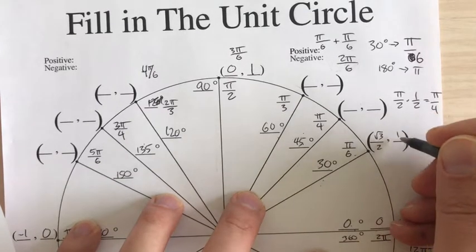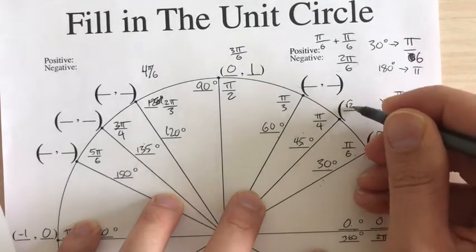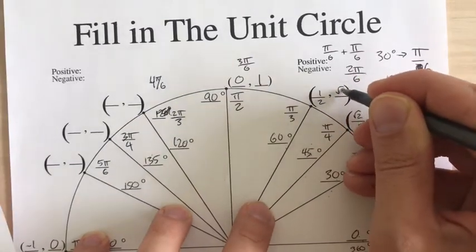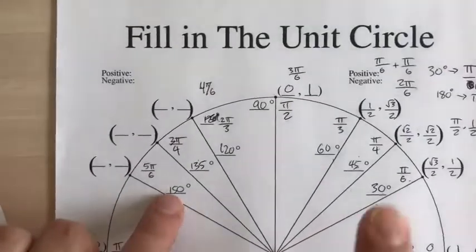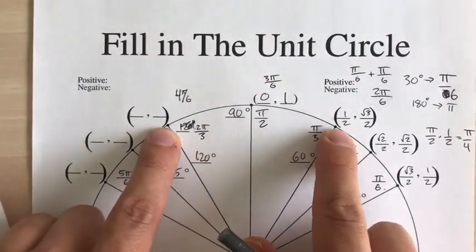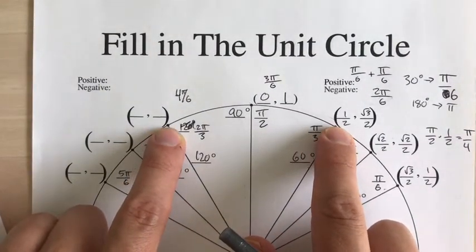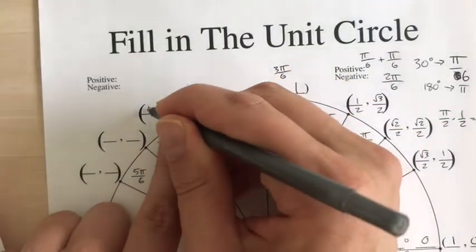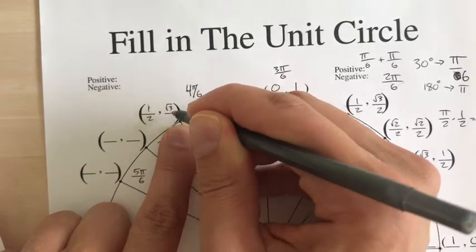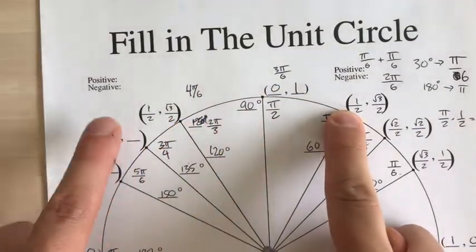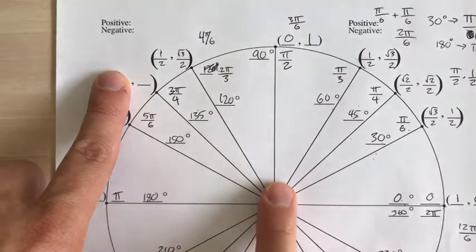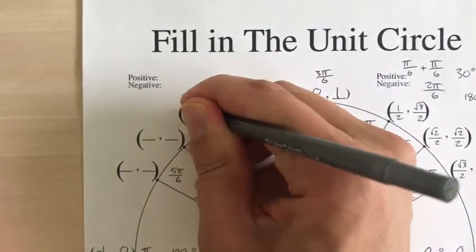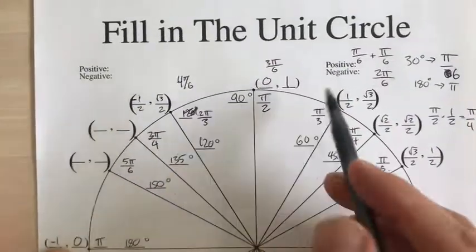So square root of 3 over 2, 1/2. We got square root of 2 over 2, square root of 2 over 2. We got 1/2, square root of 3 over 2. And if you look at it strictly over this way, you'll know that this one and this one are going to be the same in terms of x and y. The only difference is that on this side of the x-axis, after 0, 0, the x's are negative, right? So I'm going to put a negative 1/2 there, but positive square root of 3 over 2.